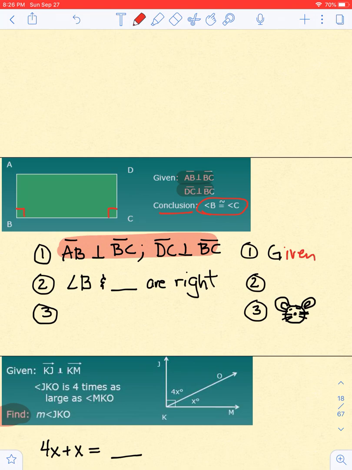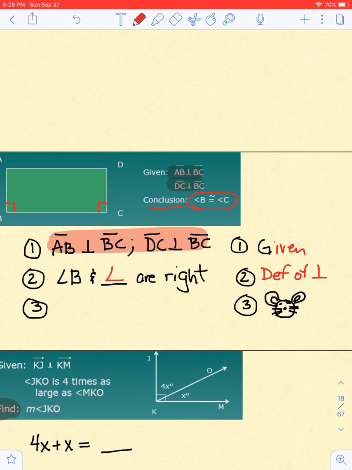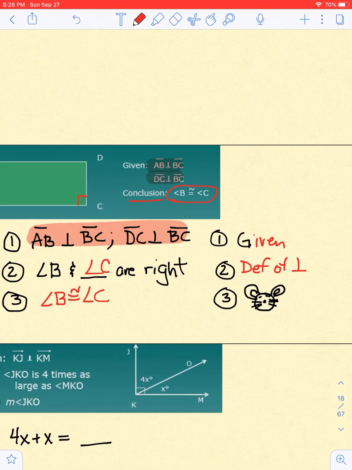From the given, we can see that angle B and angle C are right, and that is the definition of perpendicular lines. Finally, if angle B and angle C are both right angles, then we know that angle B has to be congruent to angle C, because hopefully you can smell a rat. Reminder, that's the right angle theorem, which says that all right angles are congruent.